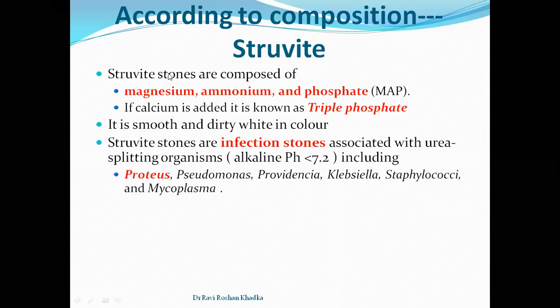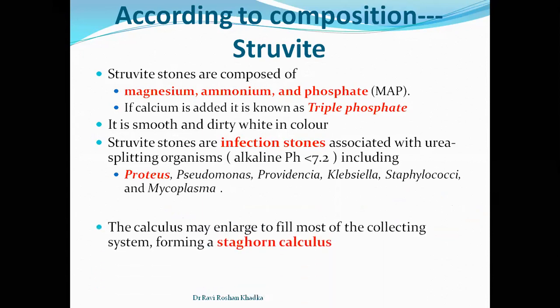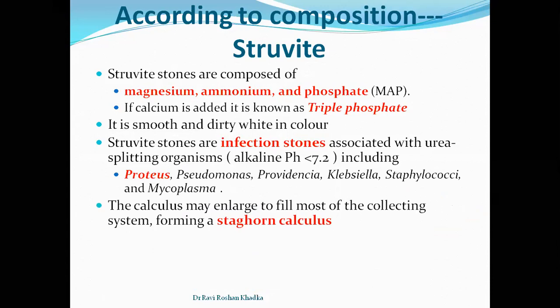So the common organism is Proteus. There may be Pseudomonas, Providencia, Klebsiella, Staphylococcus, and others. The most common is Proteus. And as this stone is smooth and doesn't produce symptoms that much, it can grow slowly and slowly and can fill the entire pelvic calyceal system. And whenever it fills the pelvic calyceal system, it looks like the horn of a deer. That's why it is also known as staghorn stone.